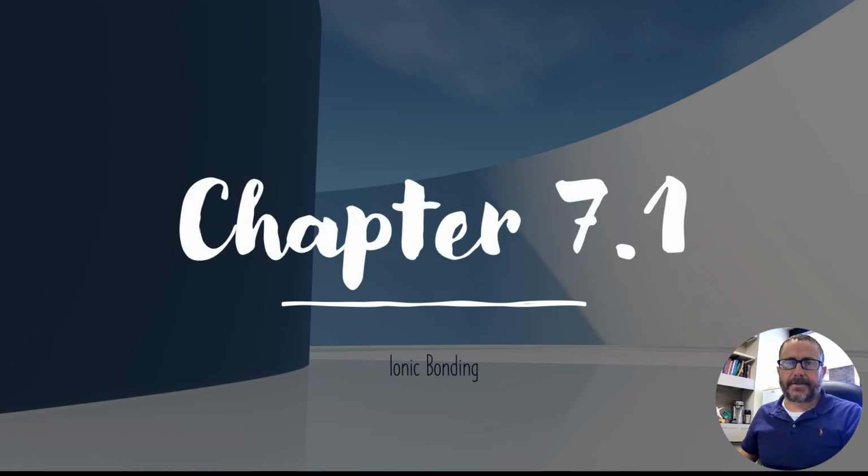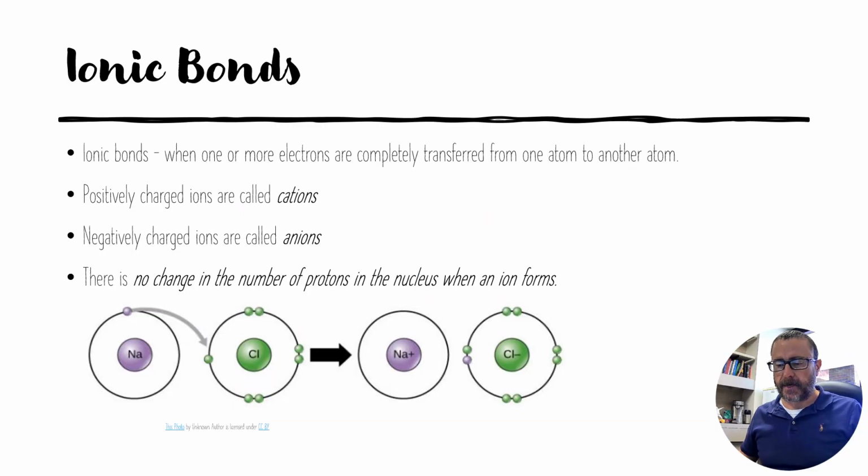Hey, welcome to Chapter 7, where we're going to be discussing chemical bonding and molecular geometry. We're going to go over just the basics of the two different types of chemical bonding really quickly. First, we're going to start with ionic bonding. Ionic bonding is when one or more of our electrons are completely transferred. We've talked about this in the past.